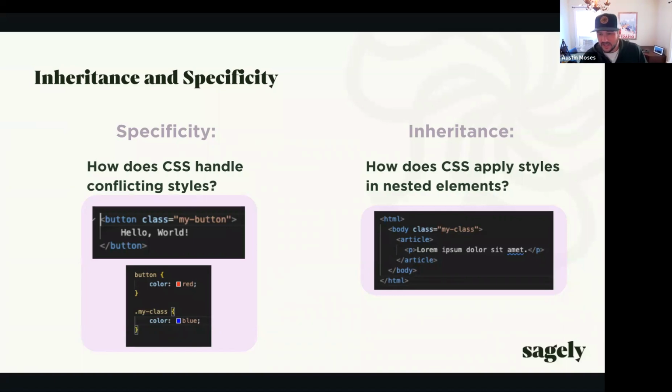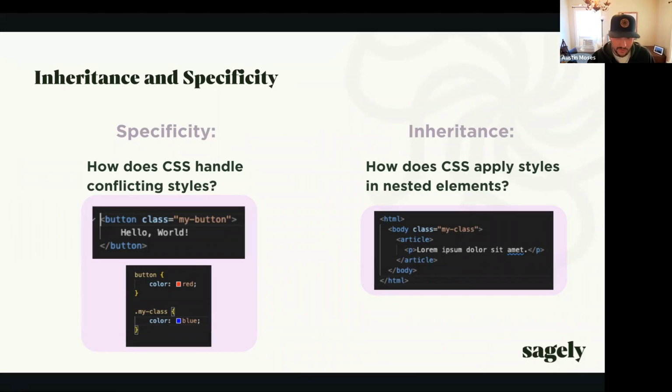So we'll start with specificity. Specificity is the means by which the browser decides which style to apply to an element when multiple styles have been defined for said element. So if we look over here, we have a button and it also has a class myButton, and both of these things have been styled. Specificity is going to run through an algorithm, which we'll get into here in a minute, and figure out which of those styles to apply. And inheritance is how the browser decides to style child elements when we don't give it a specific CSS rule for that element.